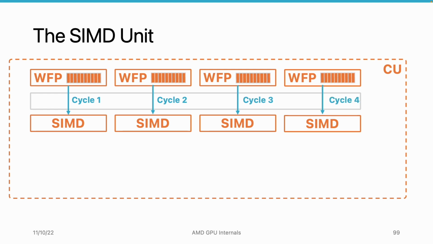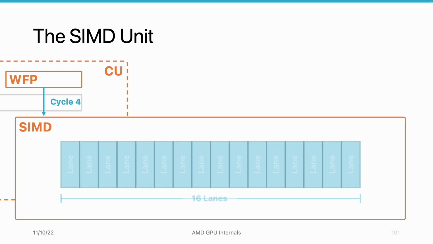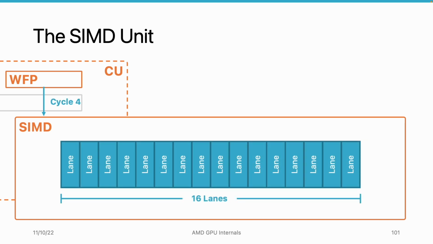So let's look at the internal structure of a SIMD unit. In each SIMD unit, we have 16 lanes. You can consider these lanes as ALU units. Each lane can process 1 operation or 1 instruction per cycle. And these lanes are only for single precision computing. For half precision and double precision computing, we have some other ALUs.